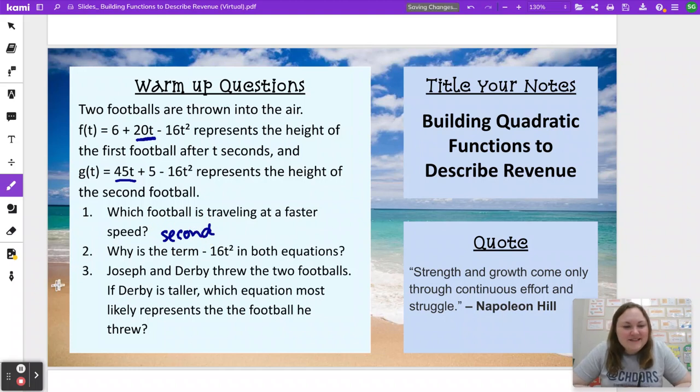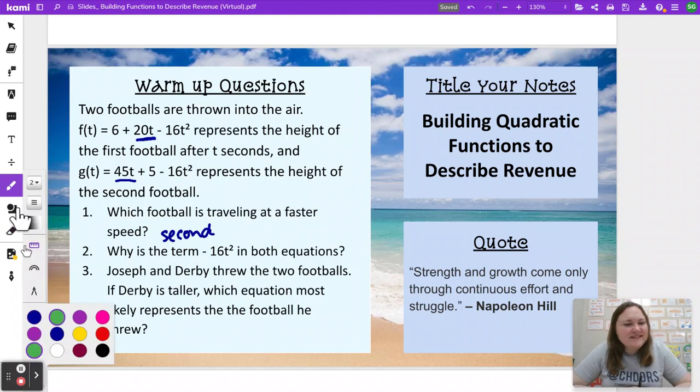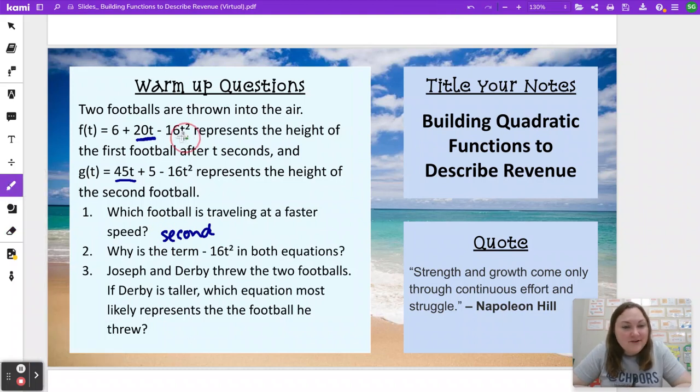Number 2 asks about the term negative 16t squared and why it's in both equations. Yesterday we learned that that quadratic term, so here the negative 16t squared that shows up for both of them, is describing the effect of gravity. It's negative because gravity pulls objects down, and so it's decreasing the height as time goes by. And so both of those equations have negative 16t squared because the first football and the second football have gravity impacting them, right? Gravity's pulling both of those footballs down to the ground.